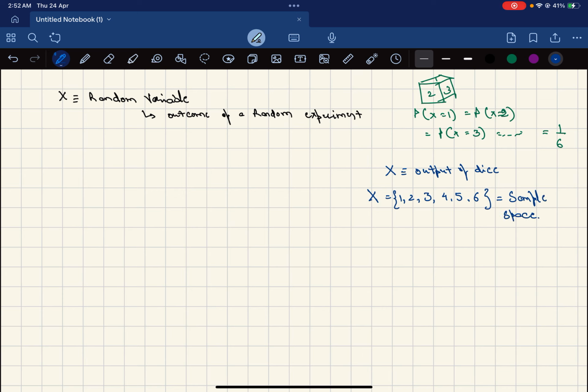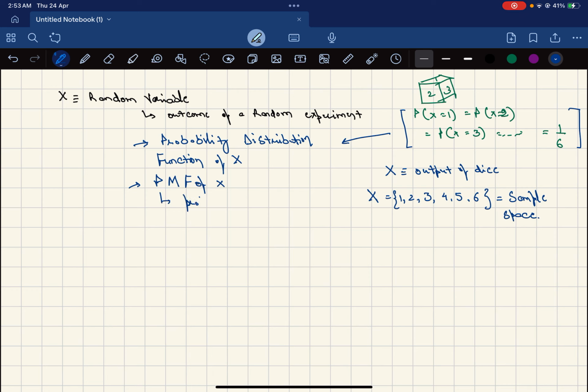So now that we know X is a random variable and we have got a certain distribution of the probabilities for each value of X, this is called the probability distribution function of X. This is also called the PMF of X, where PMF is nothing but probability mass function of X. Now one thing to note here is whatever we are doing right now is only valid for discrete distributions.